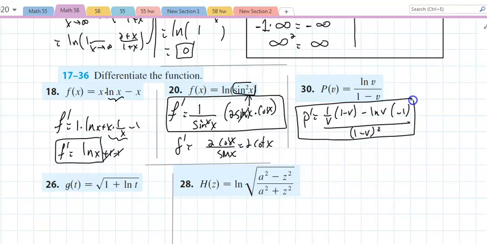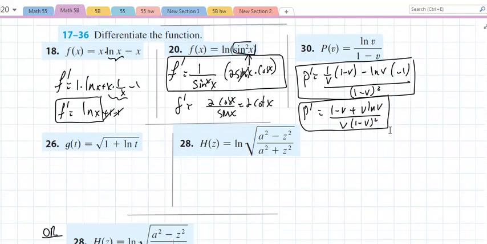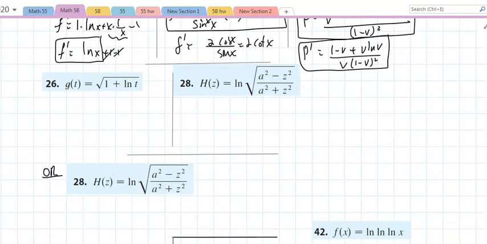all over the bottom squared. That's the calculus. If you want to clean it up, that's 1 minus v plus v natural log of v over v times 1 minus v squared. That's what the back of the book will have. 26. By now I did too many of those.